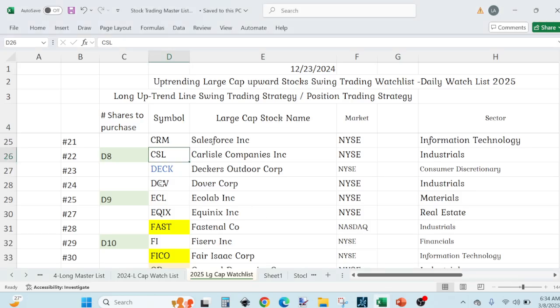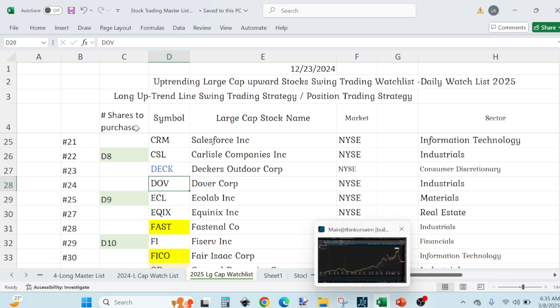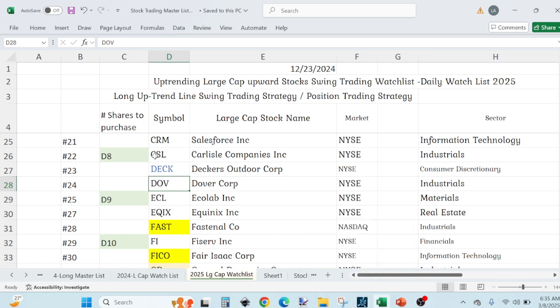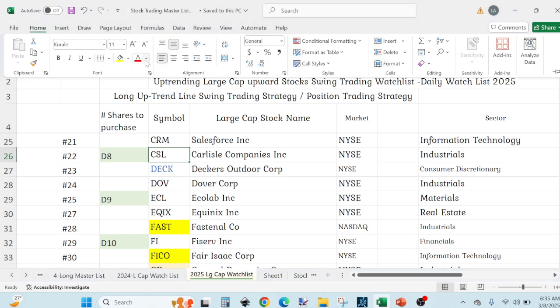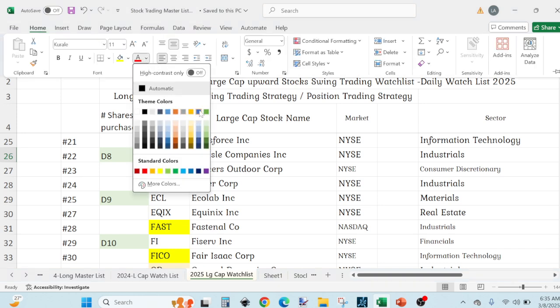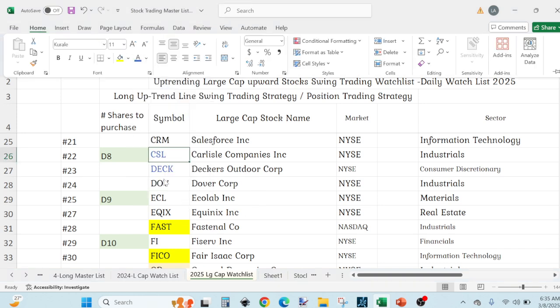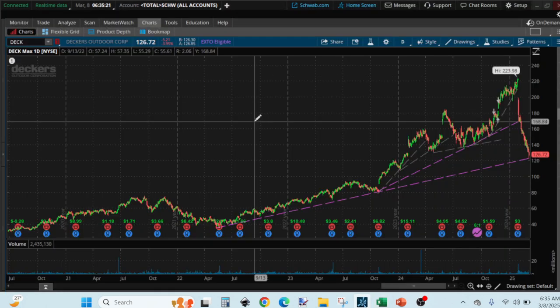The last one we'll observe, we'll analyze, is DOV. At this point, I could even put this as a blue as well, but it still has a few ways to go to touch base with that trend line. But yeah, that will be something I will keep an eye on as well. So why not? Can put it in blue. So DOV.